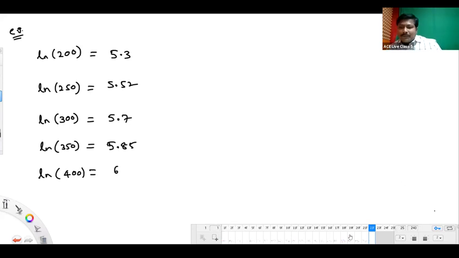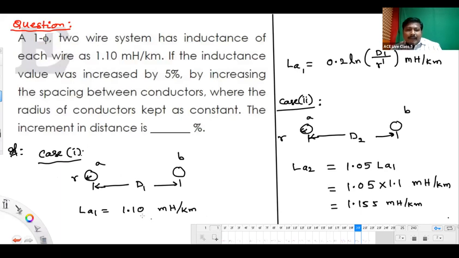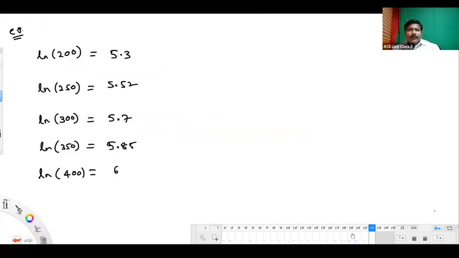I will explain. Just look back to this one. See, 1.1 is the inductance value. If I substitute 1.1 in this, 1.1 by 0.2, it will be 5.5. So if it is 5.5, what is D1 by r dash number? D1 by r dash number may come very close to 250.